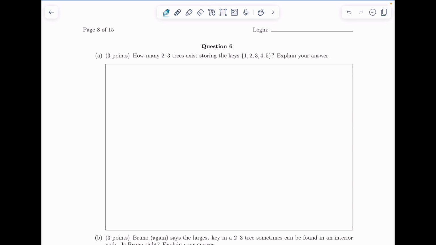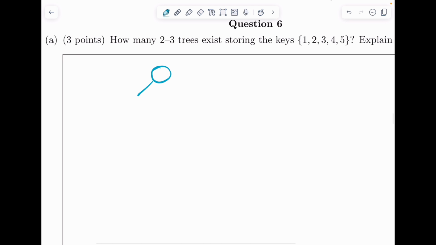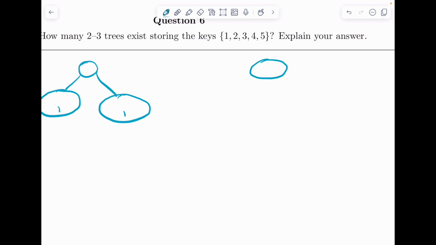Question 6, part A. How many 2-3 trees exist storing the keys 1 through 5? If we just think about the structure first, the nodes instead of what's inside them, we really only have two options. The first one is we have a root with one value in it, and then its two children each have 2. We'll worry about what the values are inside of them later. Or we have a root with 2 values inside of it with 3 children, each only having 1 value.